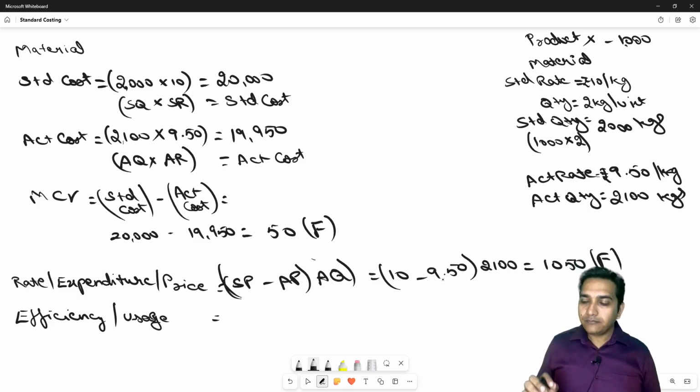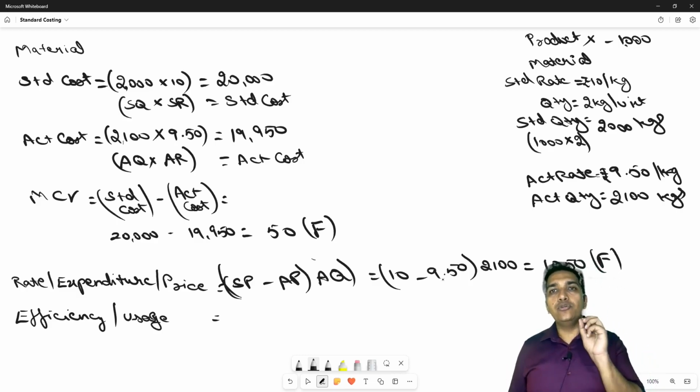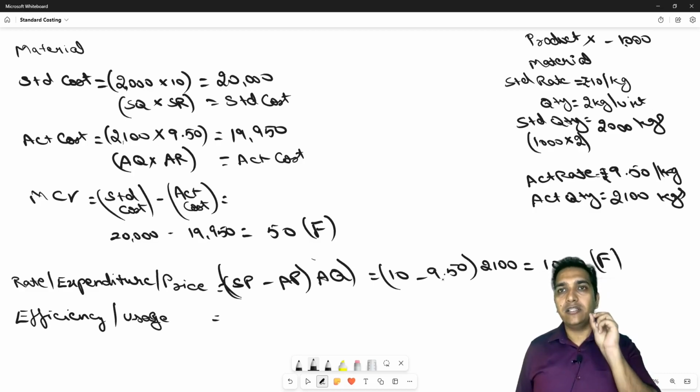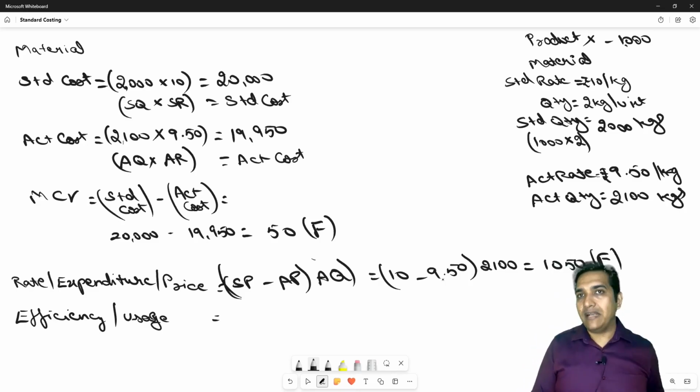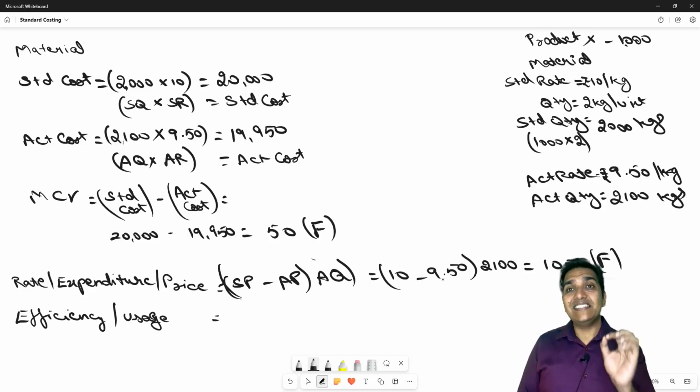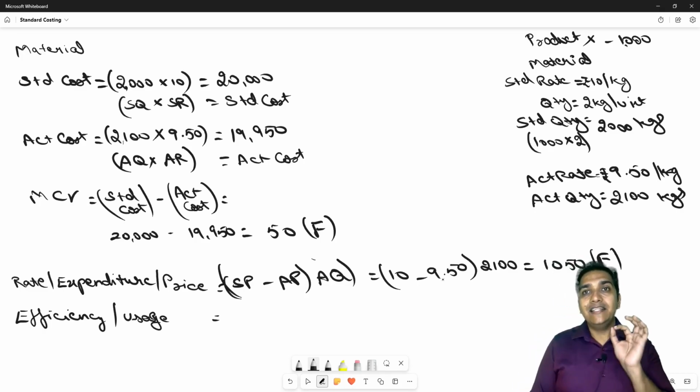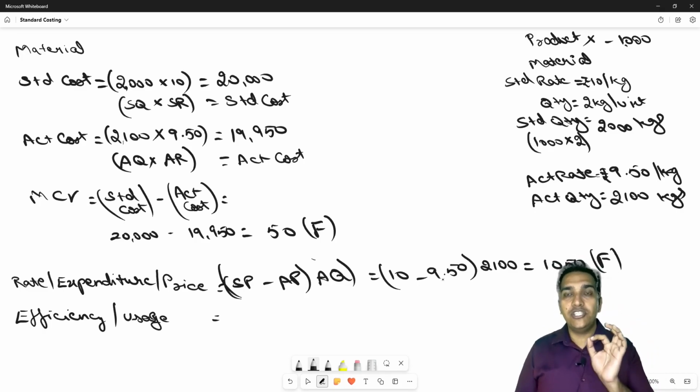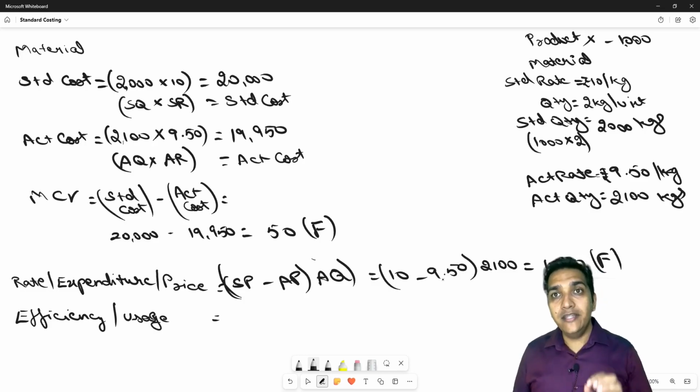The concept is still the same. That is, I had planned to use 2000 kgs to manufacture 1000 units of product X, right? But I have used 2100. So I have used 100 kgs excess material. This is my usage variance. That is the variance occurring due to change in the use of quantity, or change in the use of inputs.